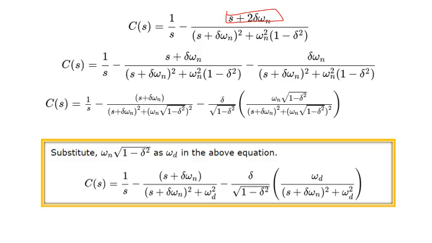So now what I do here is that I substitute omega n square root of 1 minus zeta square is equal to omega d. So this omega d is a new term. This is called the damped natural frequency, damped frequency. So wherever omega n square root of 1 minus zeta square is present, I substitute it by omega d. You can see first term is written as it is, 1 by s. Second term, omega n square root of 1 minus zeta square is written as omega d square. Similarly, in the third term also, wherever I have that term, it is replaced by omega d.